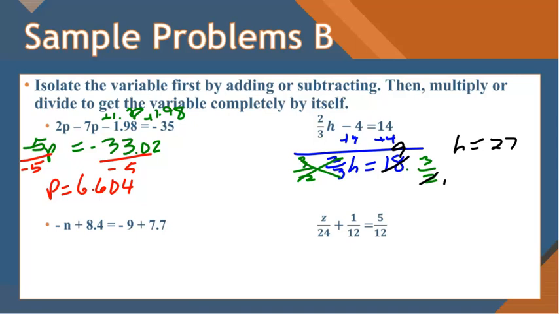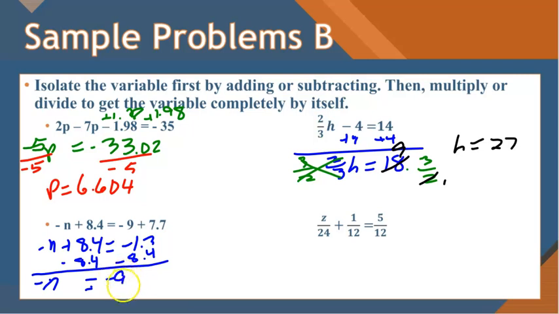Next, here I want to combine like terms on the right side. So negative 9 plus 7.7 gives us negative 1.3. So I have negative n plus 8.4 equals negative 1.3. I'm going to subtract 8.4 on both sides so I can get the negative n by itself. And negative 1.3 minus 8.4 gives us negative 9.7. Now I can divide by negative 1 on both sides, and n is going to equal 9.7.